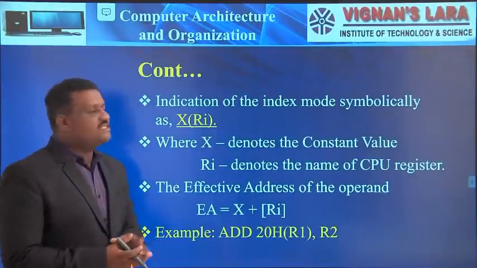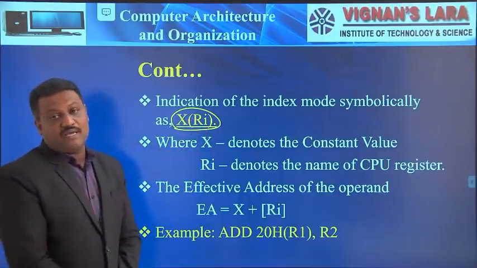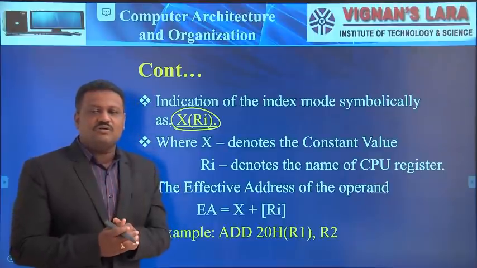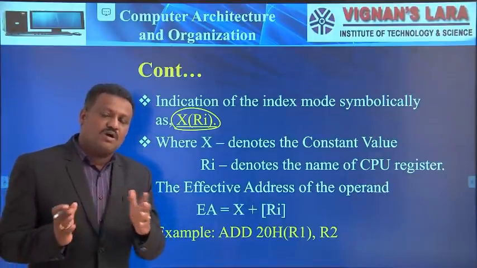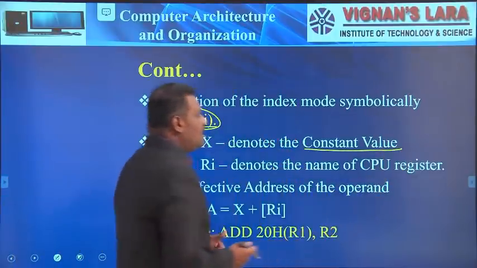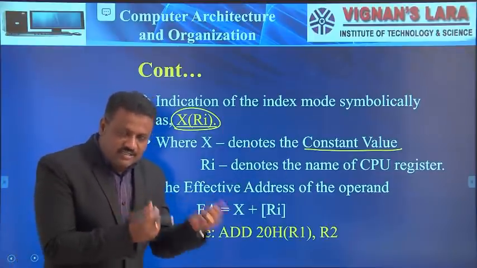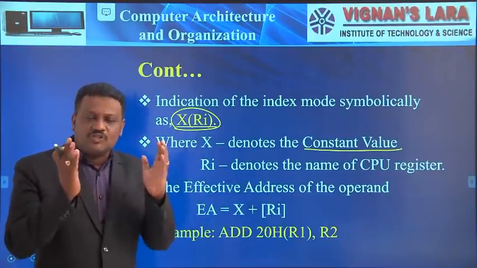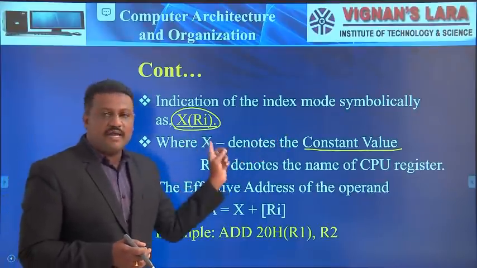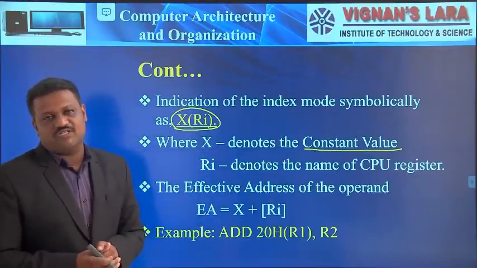Next, this index addressing mode I can represent symbolically like this: x of Ri, where x denotes the displacement value, or constant value, or an offset value. So here x represents a constant value. We know that the constant value we can also call a displacement value or an offset value. So here x denotes a constant and Ri denotes the name of some CPU register.